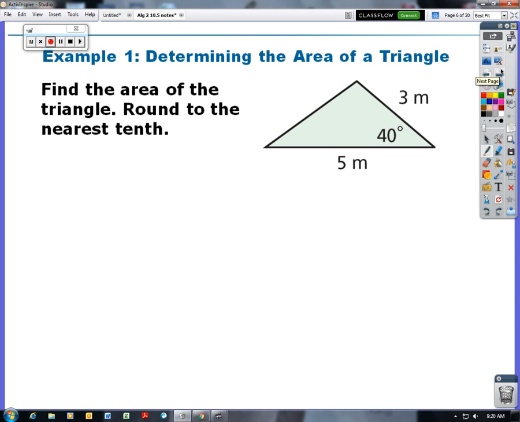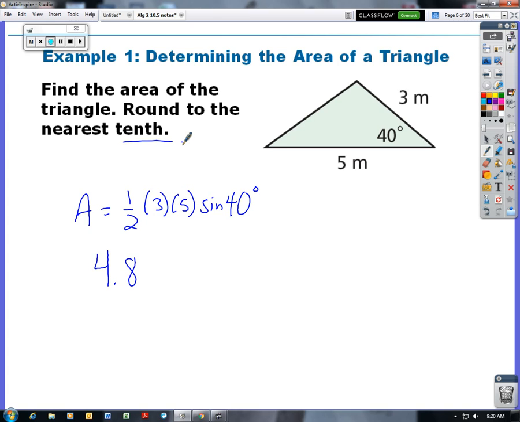Example 1. Determine the area of a triangle. This is pretty much the same one we just did, so you can pause it and do it on your own, and then I'll write the setup and the answer. It's going to be 1/2 times 3 times 5 times the sine of 40. You should have gotten 4.8, and they do want us to round to the nearest tenth. 4.8 meters squared would be your answer on that one.